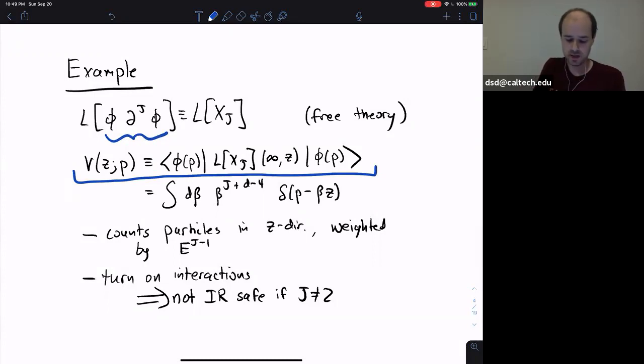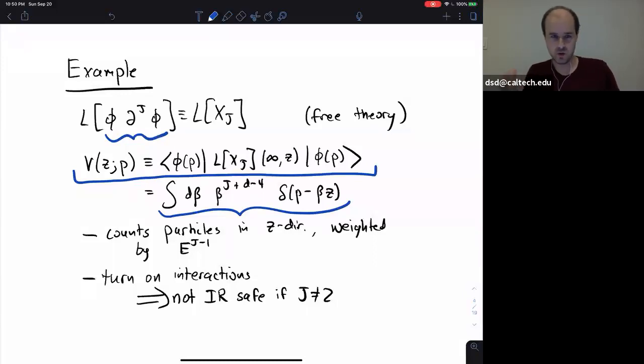The vertex of this detector takes the following form. It's some integral of delta functions, and the best way to interpret it is in words. What this detector does is count particles moving in the z direction, so particles propagating out to a particular direction on the celestial sphere, and it weights them by a power of their energy. For example, when J is equal to 2, we have the stress tensor, and we're counting particles propagating out in a particular direction and weighting them by their energy. But when J is equal to 3, we're weighting them by energy squared, and so on. So this is a natural thing to do in a free theory.